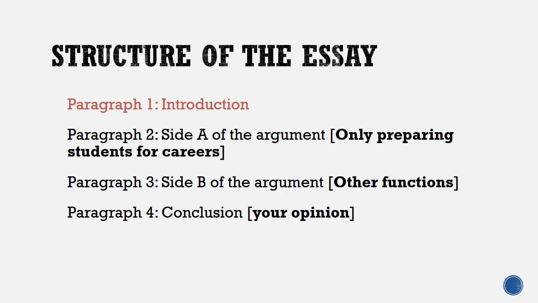First, we need to start with an introduction that rephrases the topic and tells the reader what the essay is about. In the second paragraph, we will discuss side A of the argument. In this case, it's about schools only preparing students for careers. Then in paragraph 3, we discuss side B of the argument, which is that schools should have other functions.